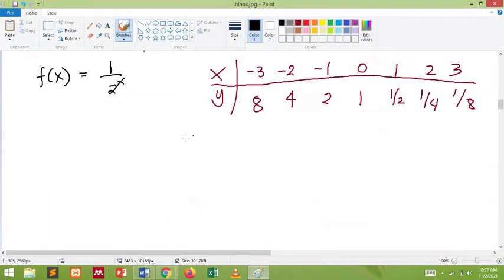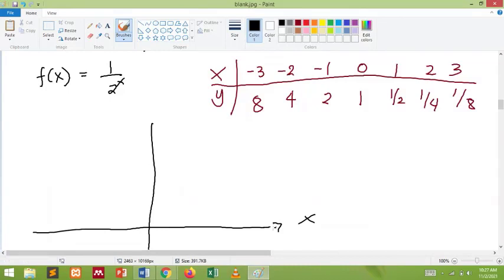Anyway, so now we are going to plot this one. So again, Cartesian plane, automatic. This is your x-axis. This is your y. So negative 1, negative 2, negative 3, 1, 2, 3, 1, 2, 3, 4, 5, 6, 7, 8. Okay, so if it's negative 3, it's going to be 8. Kung negative 2, it's 4. Kung negative 1, it's 2. Kung 0, it's still 1. Okay. And then if we have 1, it's 1/2, so somewhere here. And then kung 2, it's 1/4, somewhere here again. And then kung 3, it's 1/8, somewhere here.